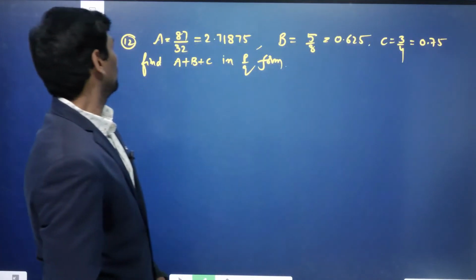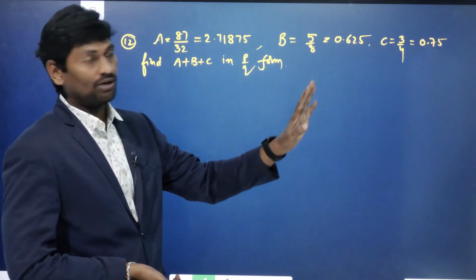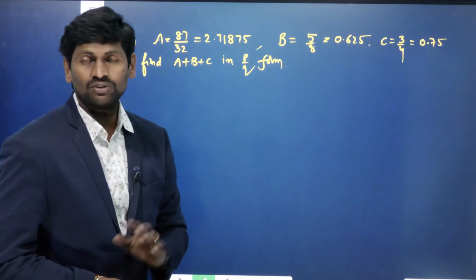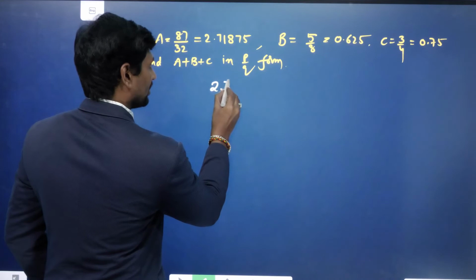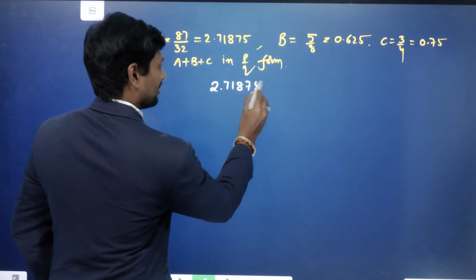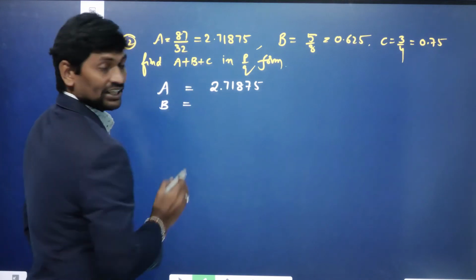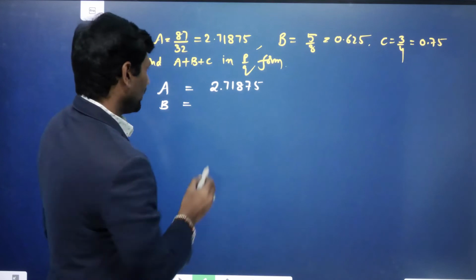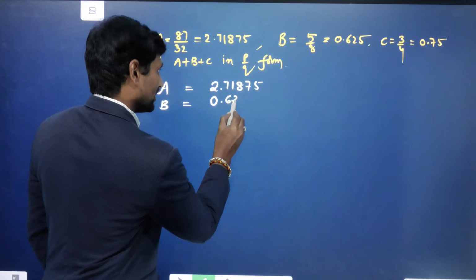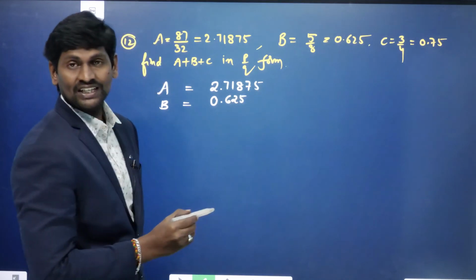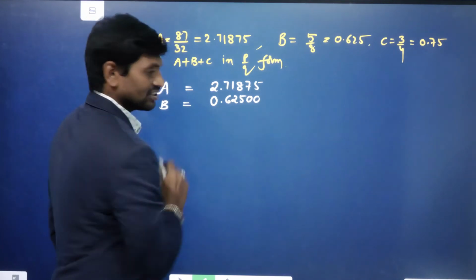Yeah, A value, B value, C value are given in the P by Q form as well as decimal form. We need to identify the A plus B plus C value in the form of P by Q. Now I am adding that decimal form. 2.71875, so this is A value. Now B value I am writing, that is 0.625. Here 2 decimal places are extra from the first number compared with the second number, so in that place we can fill with zeros.